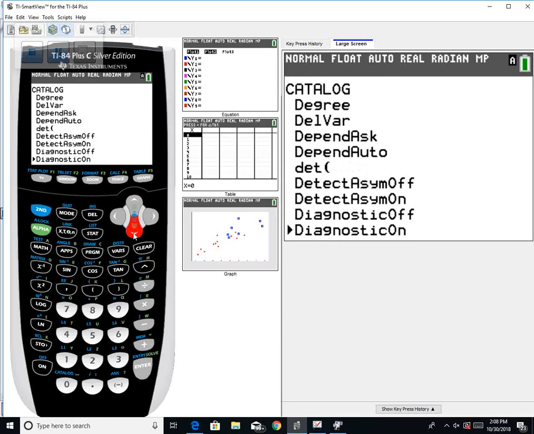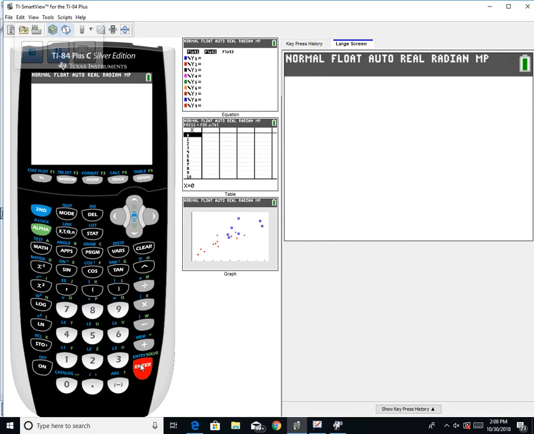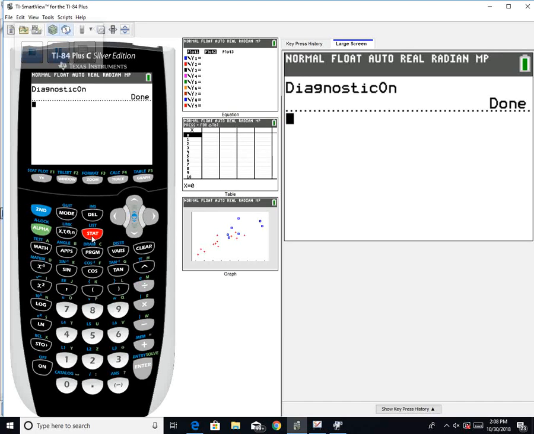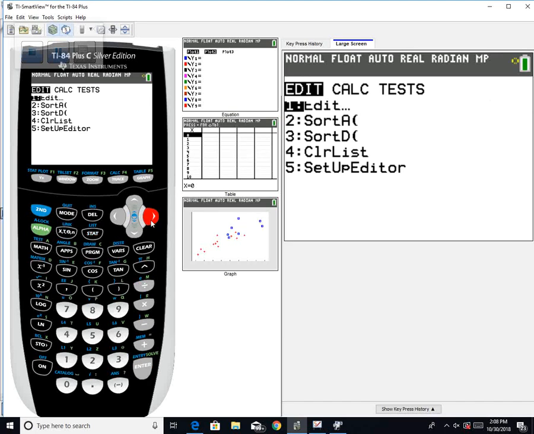So I want diagnostics on, so I would hit it, and then hit it again, and it'll say done. Now, what that does is allows us to see R and R squared. Okay, and it gives us the equation and all that, but it allows us to see R and R squared. So now, to see R, I'm going to go to Stat, Calc.